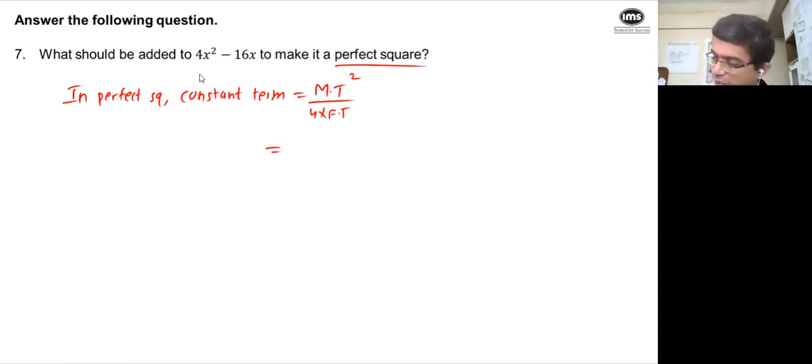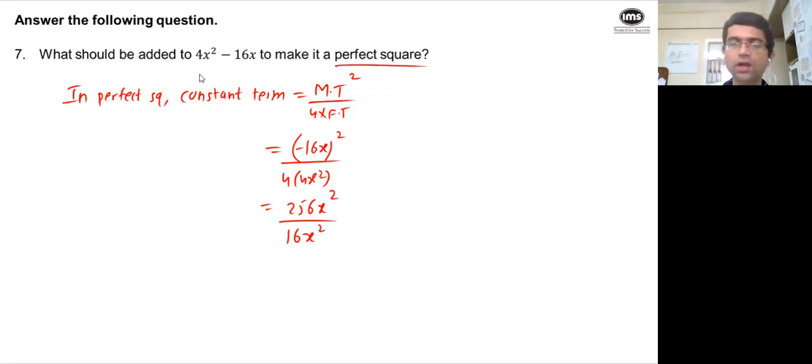So what is the middle term? Middle term is negative 16x, the whole square upon 4 into 4x square. This is a property you should know, correct? Constant term is middle term square upon 4 into first term. So the square of middle term will be 256x square and my denominator is 16x square. 16 16s are 256, x square gets cancelled. So 16 should be added to 4x square minus 16x to make it a perfect square.